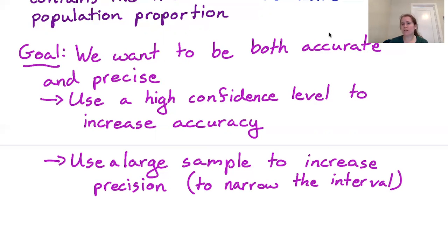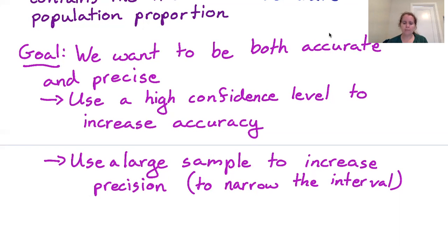So usually we see 95% confidence intervals. Sometimes you want to have a higher chance of being accurate, so you'll use a 99% confidence interval. Sometimes it's not a huge deal if it's not accurate, and so then you might use a 90% confidence interval. I don't think I've ever seen someone use something below 90% confidence.